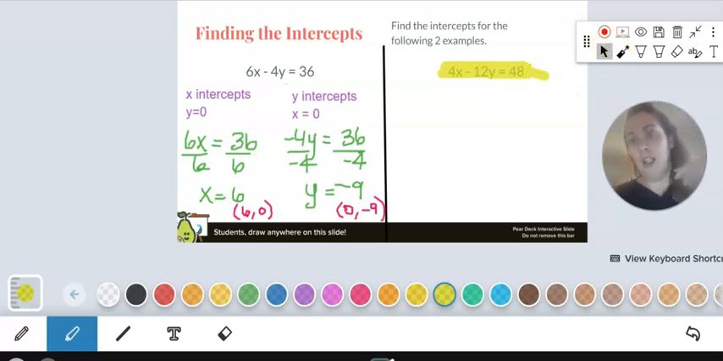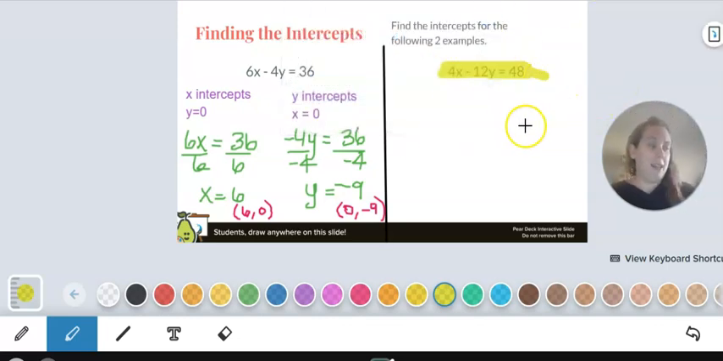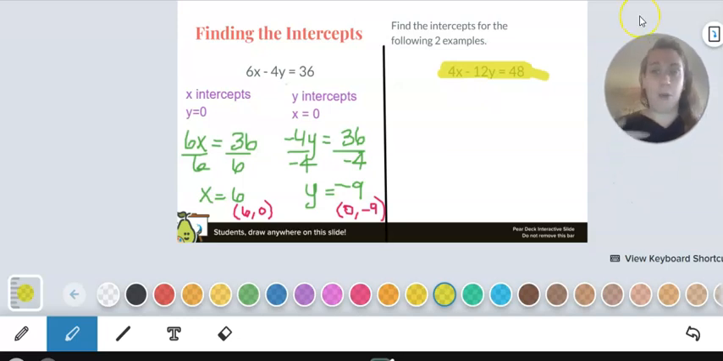I'll be checking your work. So take a second, follow exactly what I did on the left and what we did on the other slides here, and figure out this last example on your own.